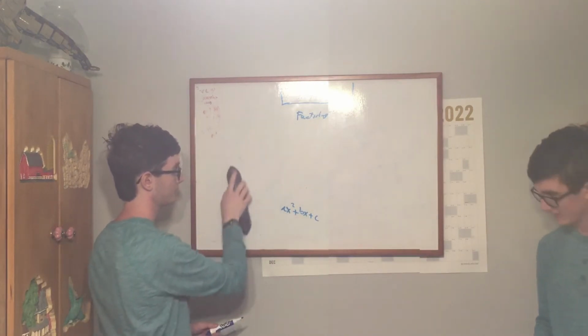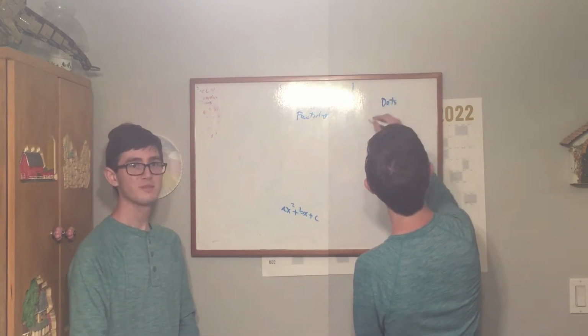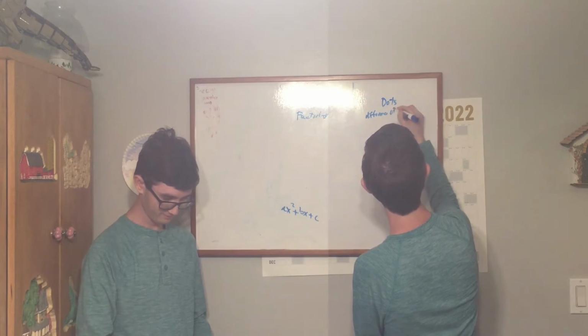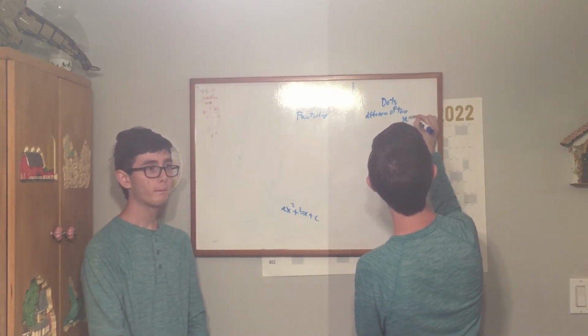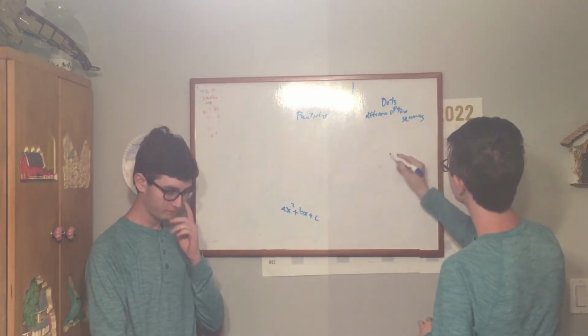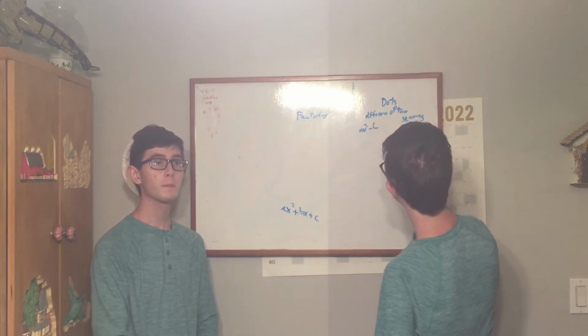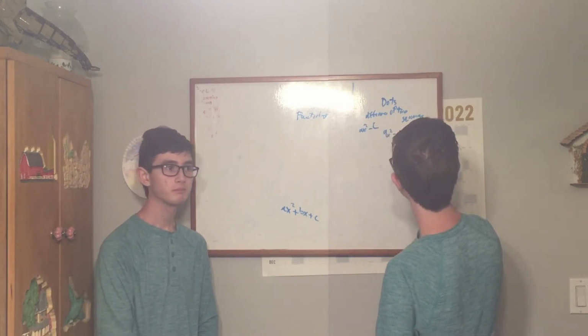Okay, nice. So DOTS is the difference of two squares. And the difference means subtraction. So it's going to look like this: ax squared minus c. So for example, 9x squared minus 1.